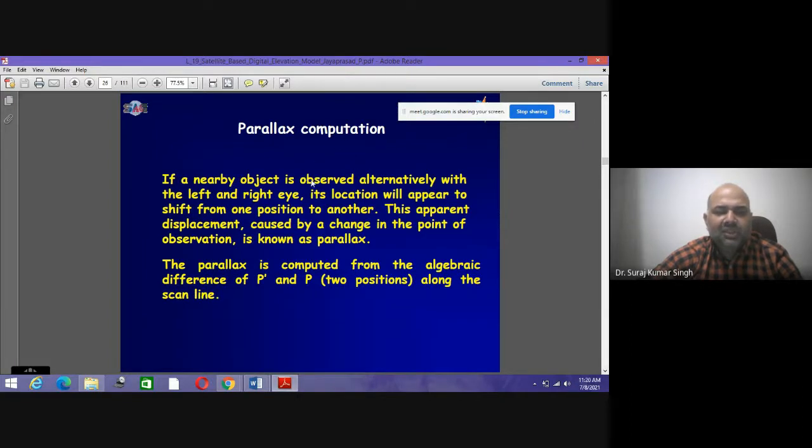Parallax computation, this is a kind of revision that we are doing of our earlier topics that we have completed in our first semester. So if a nearby object is observed alternately with the left and right eye, its location will appear to shift from one position to another. This apparent displacement caused by the change in the point of observation is called parallax. So the parallax is computed from the algebraic difference of p of two positions along the scan lines.